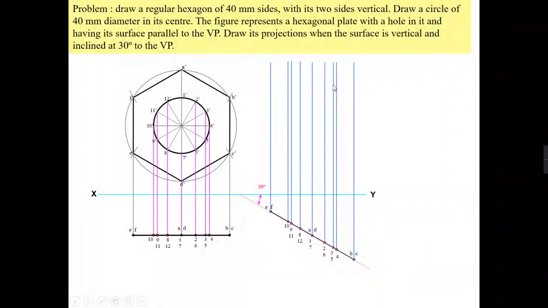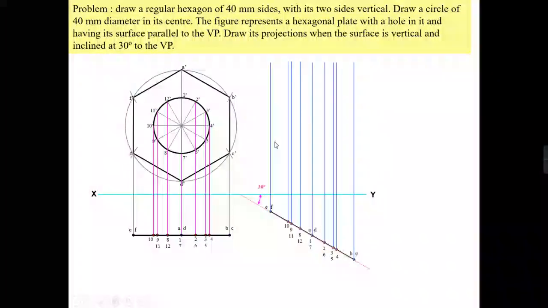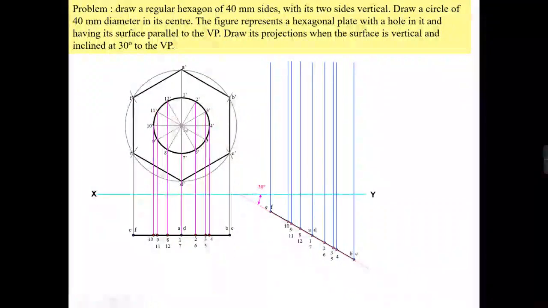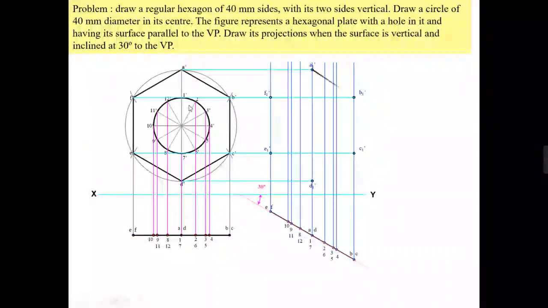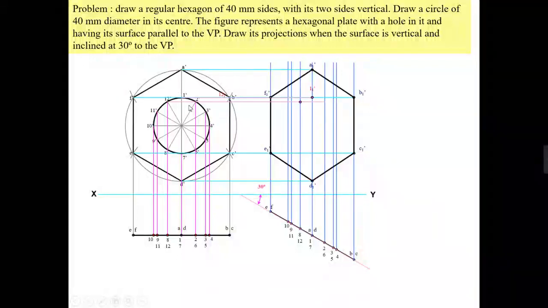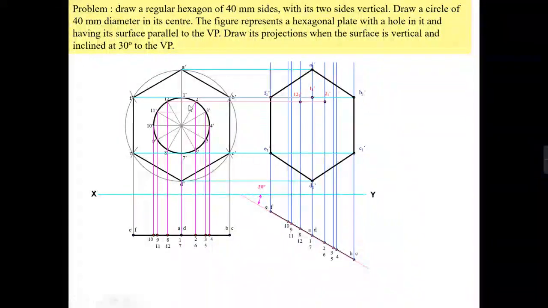Then I will draw the projectors in the vertical direction from this line and horizontal direction from the hexagon and circle. So basically, if there are two planes, I will draw the projection of both planes separately. I will draw the projection of the hexagon separately and the circle separately. So first I am getting all the points of the hexagon. The method is same, so I am not going into that. We have already seen the projection of the hexagon and also the projection of the circle.